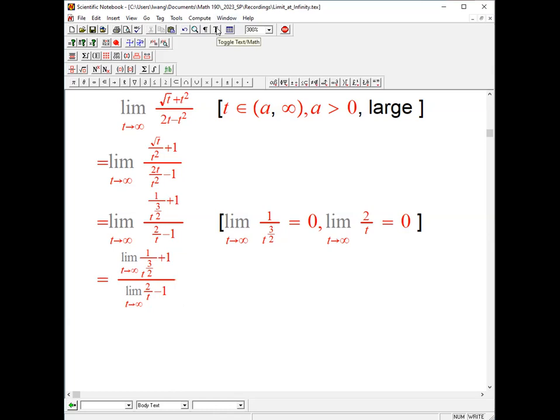Okay. And now, equal. And we have 0 plus 1. 0 plus 1. And denominator is 0 minus 1. So the answer is -1. Right. So for this one, as you're getting better, you don't have to show as much work. Some of those parts can be simplified.